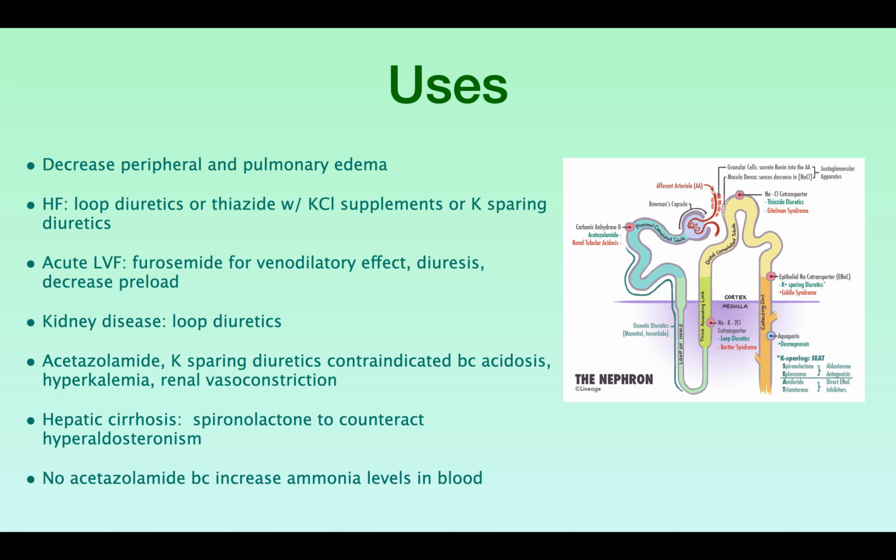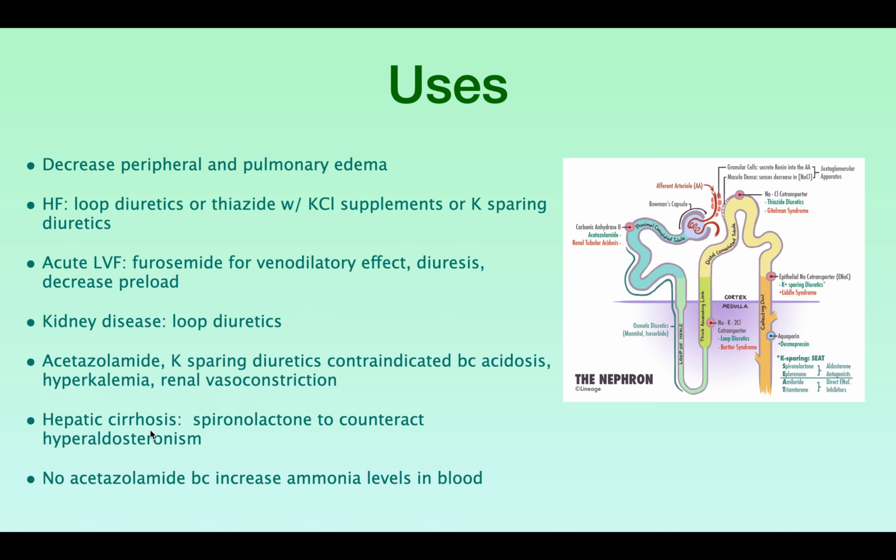Use it to decrease edema. In heart failure, you will use loop diuretics and thiazides and potassium chloride supplements or potassium-sparing diuretics. In acute left ventricular failure, you want to use the furosemide. And for kidney disease, you use loop diuretics because they're more efficacious. Acetazolamide and potassium-sparing diuretics are contraindicated in patients that are prone to acidosis, hyperkalemia, and renal vasoconstriction.